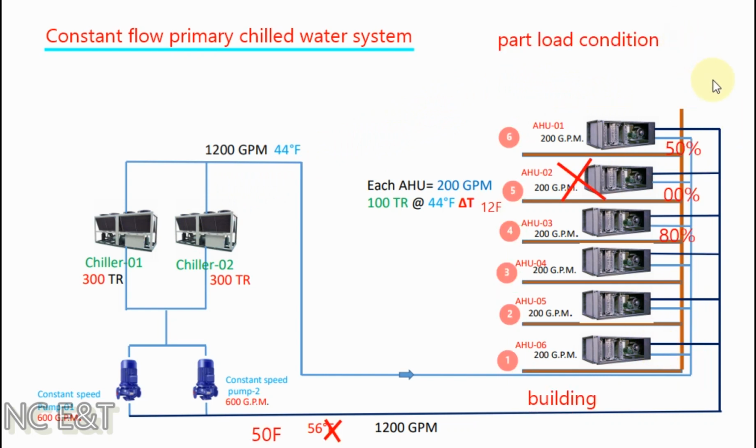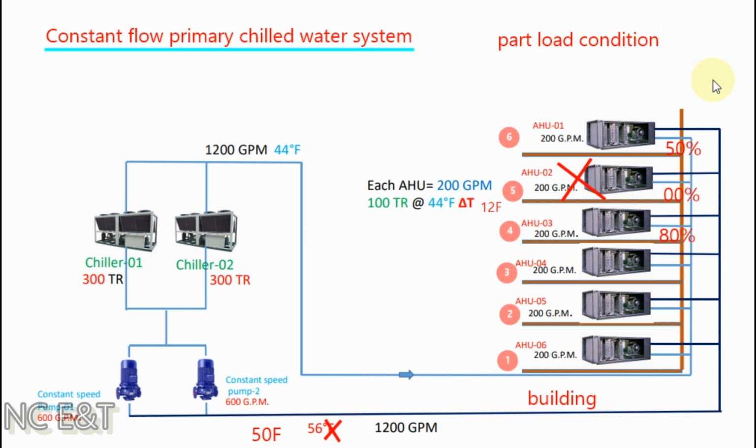At part load condition, let us assume our building at floor 6 needs 50% of total cooling capacity. So the three-way valve will restrict 50% of the chilled water flowing through the AHU, and it will send directly to the return line 50% of the chilled water at the same temperature that is coming from the chiller. It means 100 GPM of chilled water at 44 degrees Fahrenheit will be directly transferred to the return line.